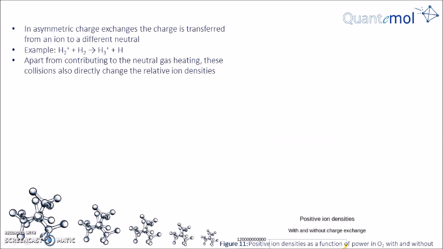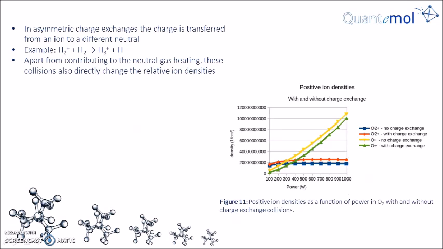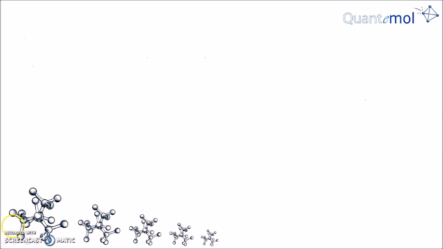In asymmetric charge exchanges, the charge is transferred from an ion to a different neutral, sometimes in combination with dissociation or transfer of atoms from one collision partner to the other. A well-known example of this is H2+ plus H2, which makes H3+ plus H. Apart from contributing to the neutral gas heating, these collisions also directly change the relative ion densities, as can be seen for our O2 case in figure 11.